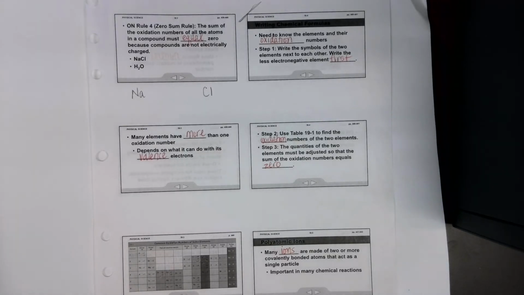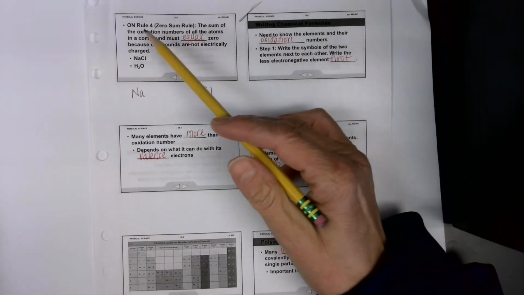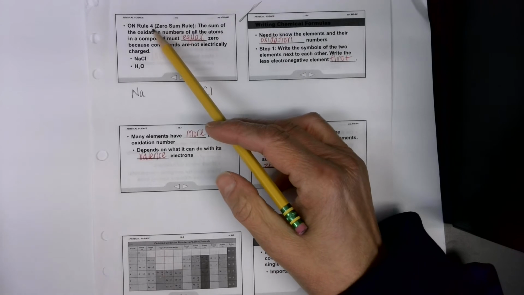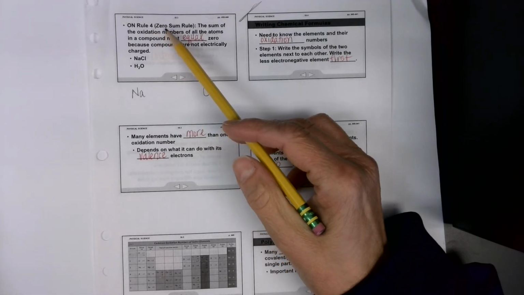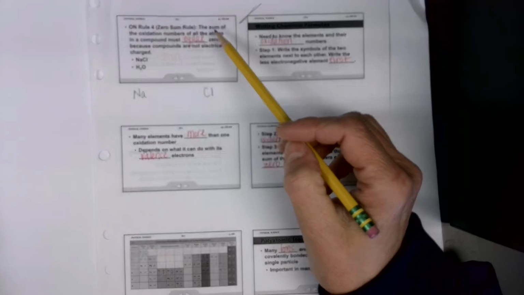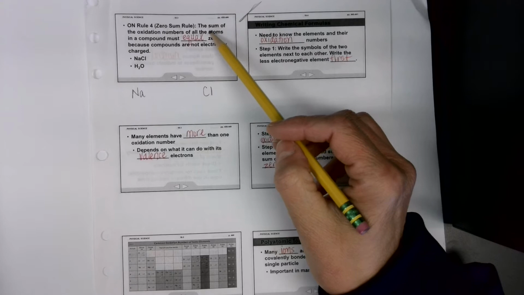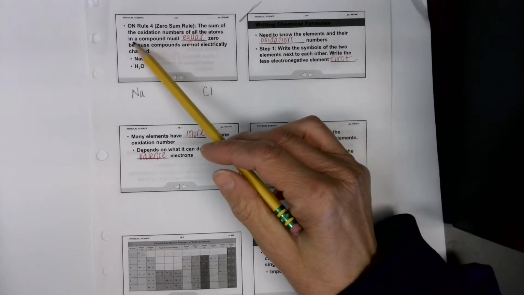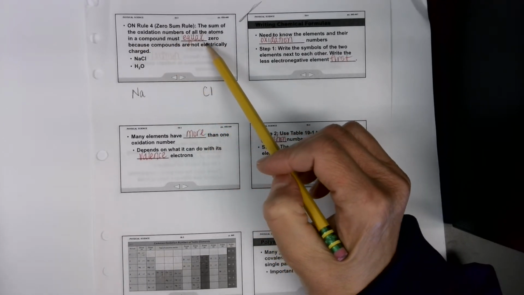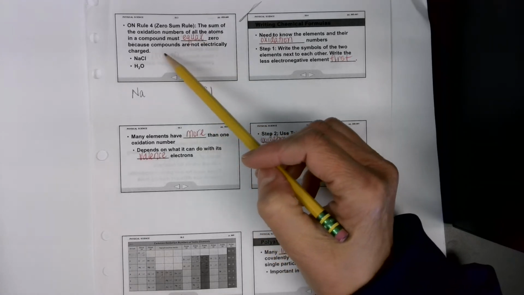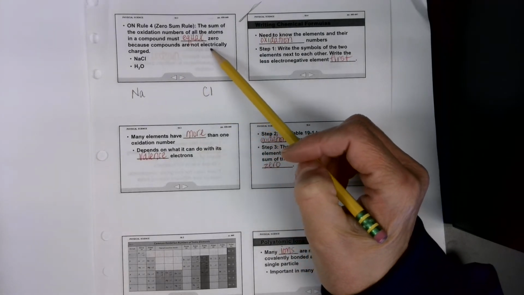Hello, physical science class. This is part 2 of your 19A notes, and I wanted to continue looking at the oxidation rules. Oxidation number rule number 4, also known as the zero-sum rule. The sum means you're adding things up, right? If you were to add up all of the oxidation numbers in a compound, that total must equal 0. In other words, the compound cannot be electrically charged.